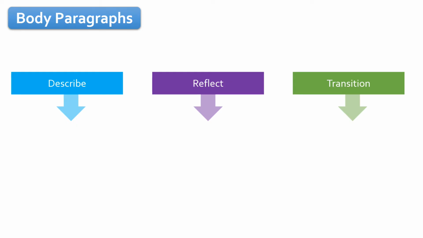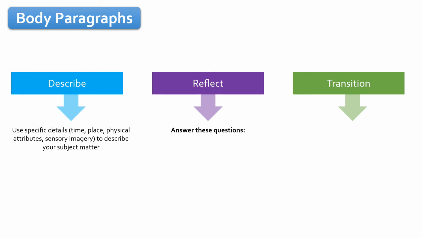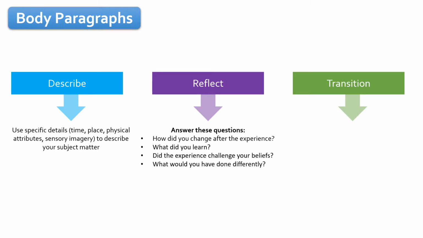When describing your subject matter, use specific details such as time, place, and physical attributes, and sensory imagery to describe your subject matter. When reflecting, you should answer these types of questions. How did you change after the experience? What did you learn? Did the experience change your beliefs? What would you have done differently? What were the positive and negative outcomes? And how did this experience impact the people around you?